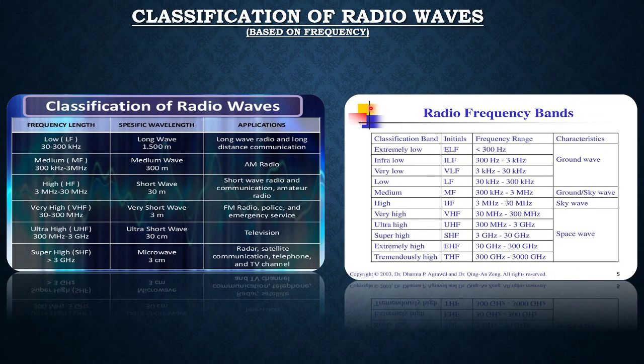Classification of radio waves. Radio waves are classified on the basis of frequency: extremely low, infra low, very low, low, medium, high, ultra high, super high, tremendously high. Extremely low has a frequency range less than 300 Hz and tremendously high has 300 GHz to 3000 GHz. Ground wave utilizes the frequency range from extremely low to medium frequency range, whereas sky wave uses high frequency radio waves, whereas space wave uses very high frequencies up to tremendously high frequency waves. These are the applications of radio waves on the basis of frequency classification.